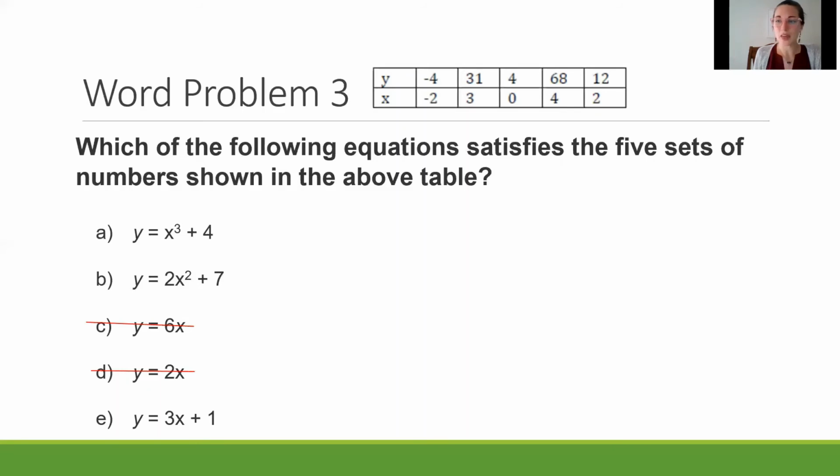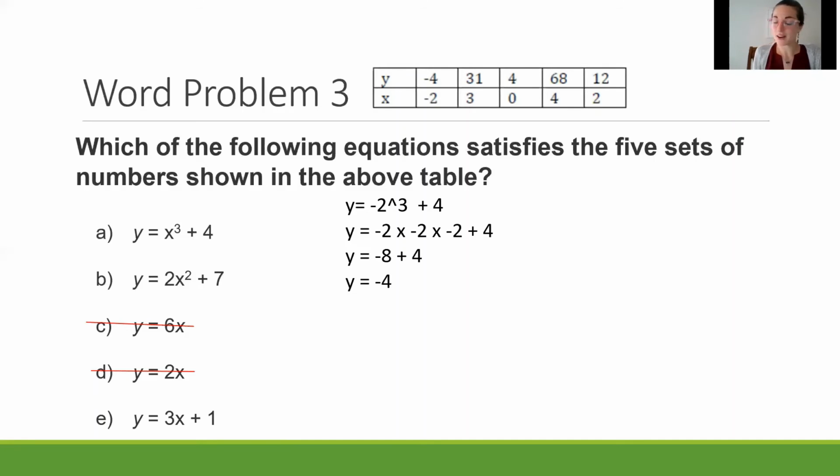So I'm going to start with A just to look it over. So what I'll do is I'm going to plug an x value in from our chart and see if it gets me the y value. So our initial is y equals x to the third plus 4. So I'm going to do y equals -2, which is my first x value on the chart, to the third plus 4. Now, I need you to think about -2 to the third as -2 times -2 times -2.